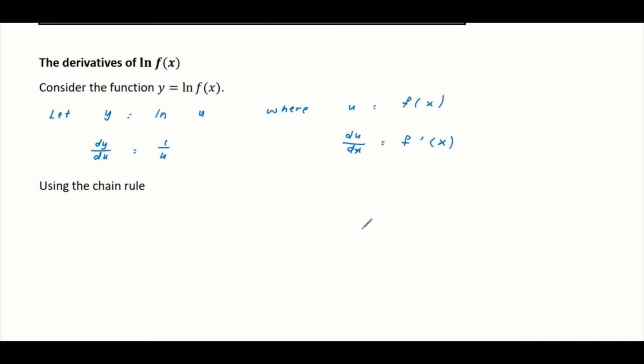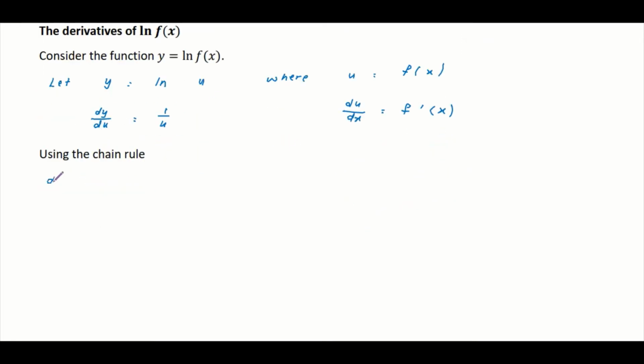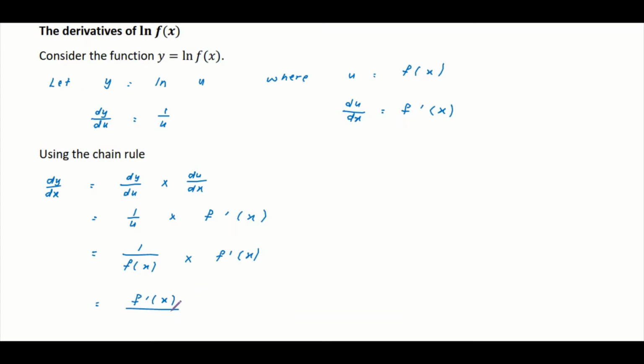Now let's use the chain rule. So dy/dx will be equal to dy/du multiplied by du/dx. Substituting, 1 over u multiplied by f prime x. What is u? Your u is f(x), right? So 1 over f(x) multiplied by f prime x. Combining that, you get f prime x over f(x).